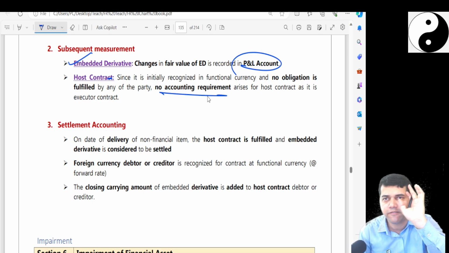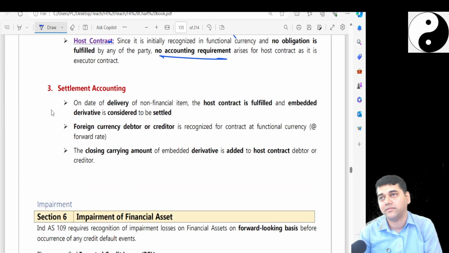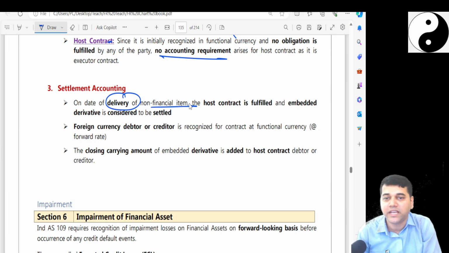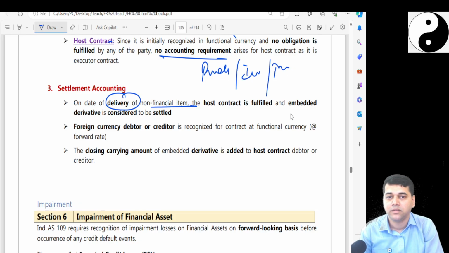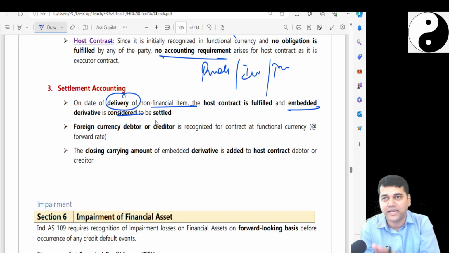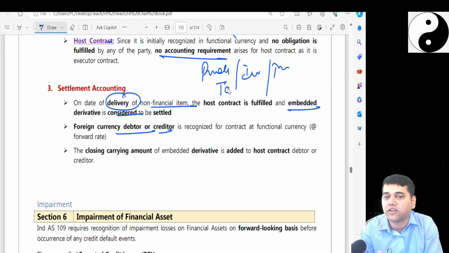We'll solve one problem. You will get a fantastic idea about this theory. Now settlement accounting. Why are we doing it on the date of settlement? Delivery of the non-financial item is going to happen. You will pass the entry: purchase account debit, or import account debit, or machinery account debit. The embedded derivative is settled on that day, because what we separated got closed on that day. So for the foreign currency debtor or creditor, you say machinery account debit to foreign vendor account.